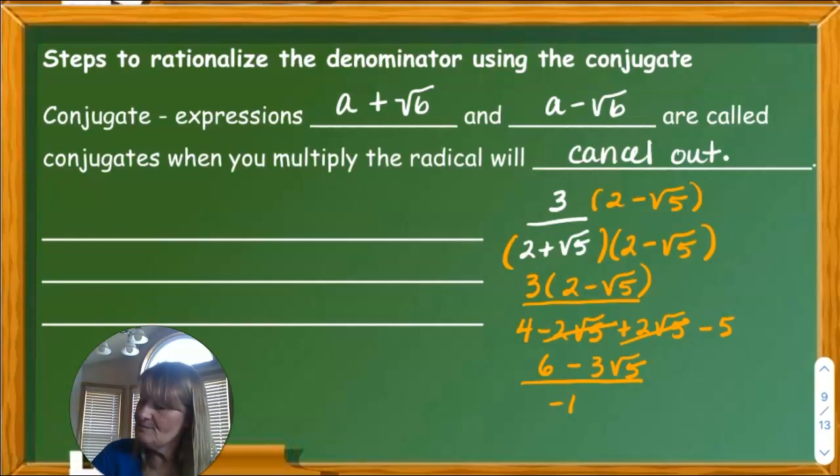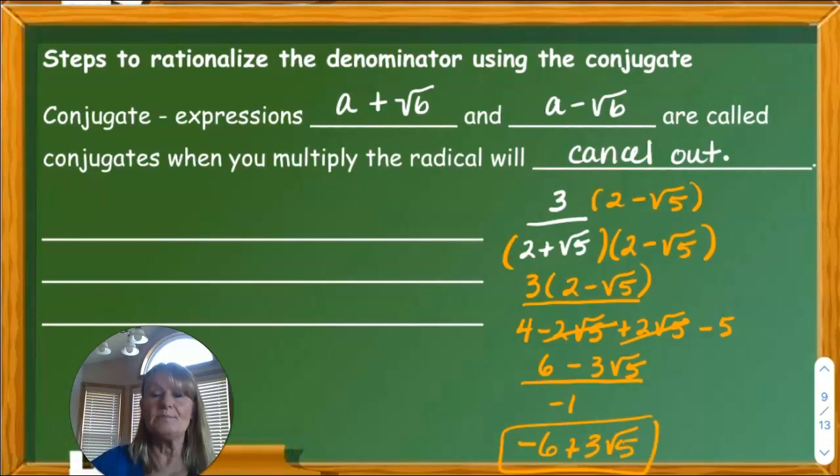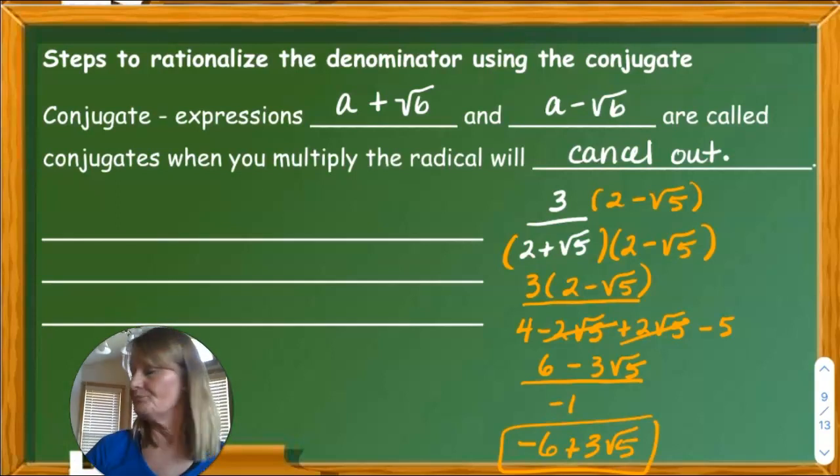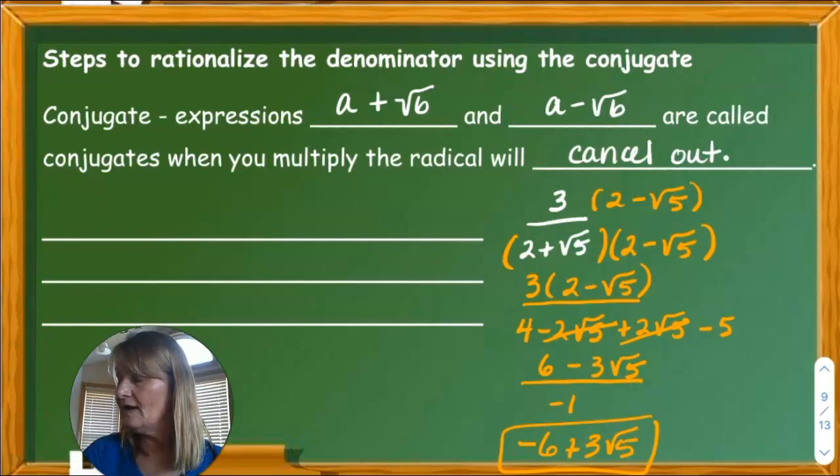So 6 divided by a negative 1 would be a negative 6. A negative 3 divided by a negative 1 is a positive 3. And then again, minus the square root of 5. And that was the final answer there. So take a look at that and see what you think on that. Again, FOILing and being sure that your radicals do cancel out.